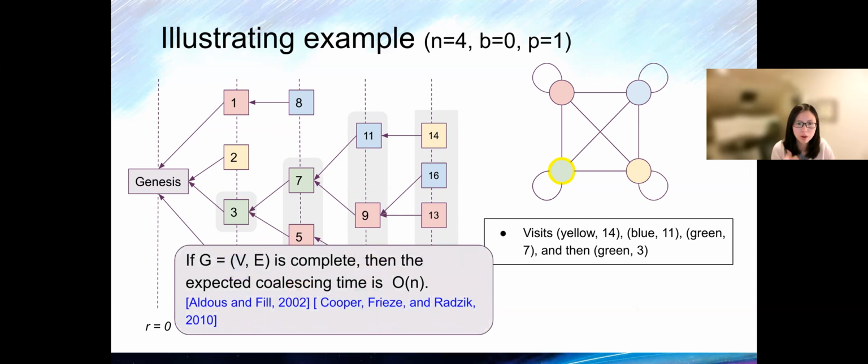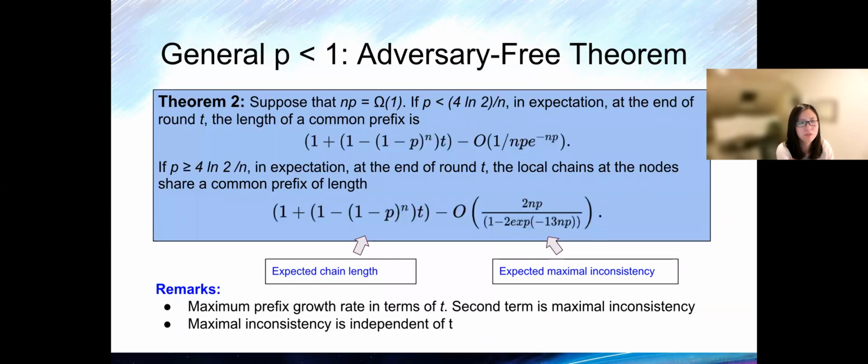We plug in the result on coalescing random walk, which says that if the graph is complete with self-loop, then the expected coalescing time is O(m). For the general p, the adversary-free setting, we have similar results. The only difference is the expression is a little bit more involved, and we need to discuss a little bit on the range of p with a simple threshold.